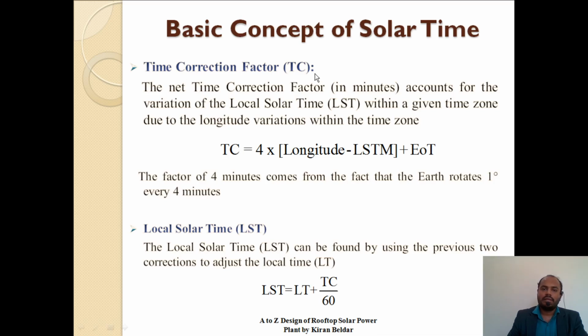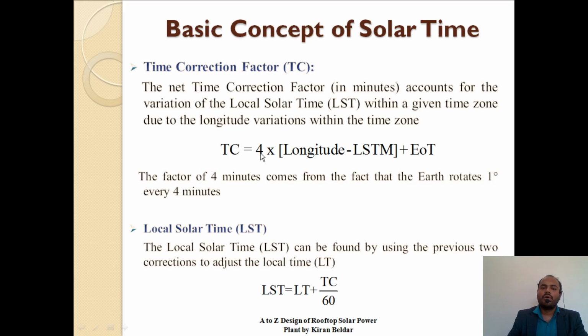Time correction factor TC. The net time correction factor in minutes accounts for the variation of local time or local solar time LST within a given time zone due to the longitude variation within the time zone. Due to the longitude variation, we also need to take into consideration the time correction factor. The time correction factor also considers the equation of time.